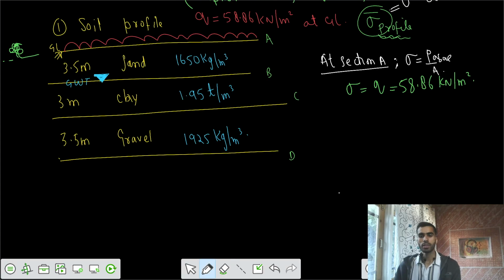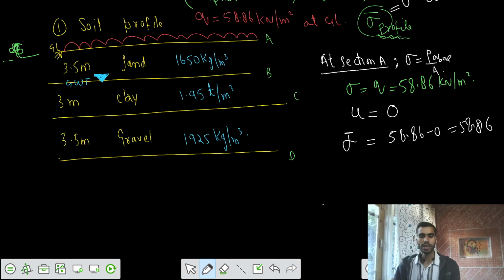What is the pore water pressure at that point? I would say there is no water at point A, so there is no water in the pores, so no pore water pressure. What is then the effective stress at point A? It is the difference of the two, so that's 58.86 minus 0, that's 58.86. That equals the total stress, and that equals the surcharge.